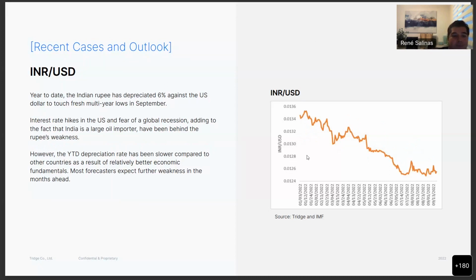Now let's travel to India. So the rupee has depreciated 6% against the US dollar to touch fresh lows in September. The aforementioned hikes in US interest rates, a fear of a global recession, adding to the fact that India is a large oil importer, have been behind the rupee's weakness. However, the year-to-date depreciation rate, as in the case we saw before, has been relatively slower compared to other countries as a result of relatively better economic fundamentals. But nonetheless, most forecasters are still expecting further weakness for the rupee in the months to come.